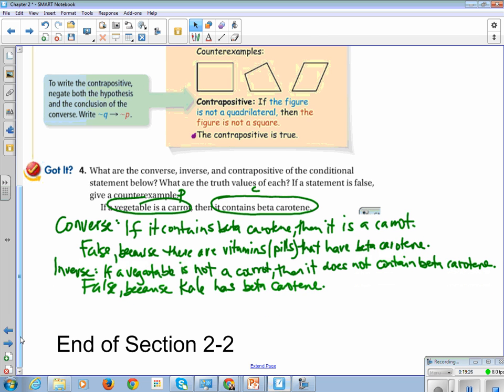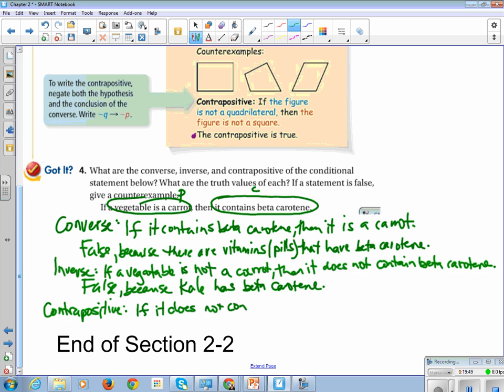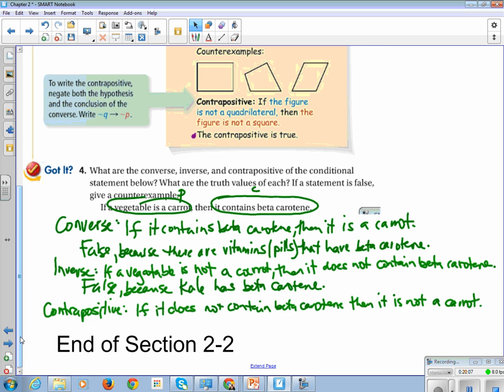Okay, last one. Our contrapositive. So we're going to switch them and negate them. So if it does not contain beta-carotene, then it is not a carrot. And by the way, I left out vegetable because I'm trying to save time. If it does not contain beta-carotene, then the vegetable is not a carrot. That is definitely true because carrots.